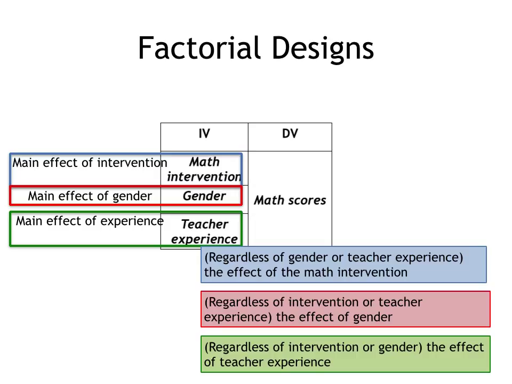Now, when you look at factorial designs, what you end up with is really little tiny mini experiments. I could have done an experiment to just look at the math intervention on math scores. That would be a single factor design. I could have done a little mini experiment that was looking at the effect of gender on math scores. I could have done another experiment where I looked at teacher experience and that effect on math scores.